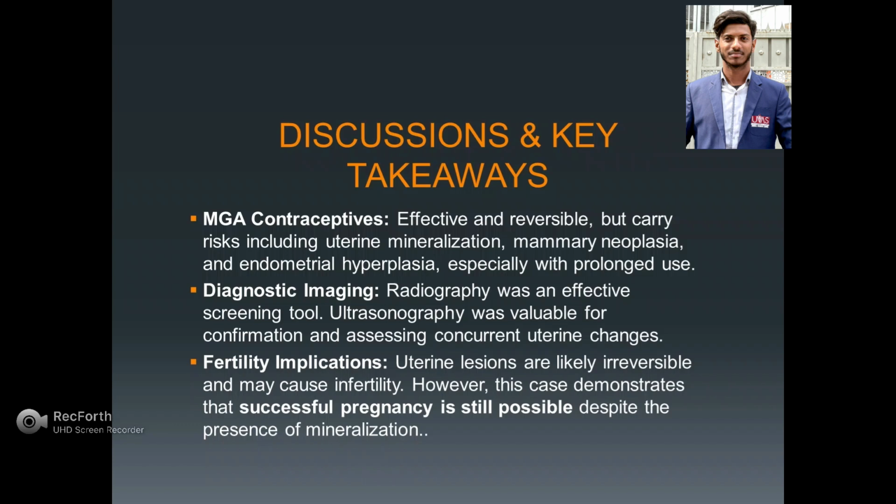The second one is the role of imaging in this case. This case perfectly shows the value of diagnostic imaging as a screening tool. The palpation finding was the clue, but radiography made the diagnosis. Ultrasound then provided more detail. The third one is fertility implication. Fertility is unpredictable. This is the central learning point in this case. We know these lesions can cause infertility, but we cannot predict it for an individual animal.